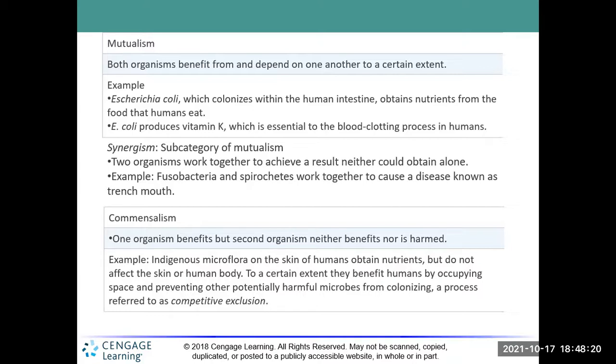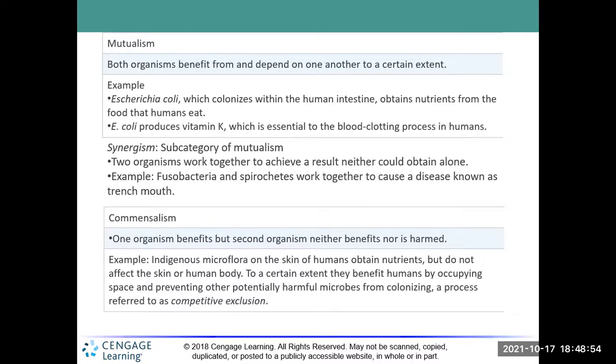Synergism, so the synergy is a subcategory of mutualism. This is where 2 organisms work together to get a result that neither one of them could obtain alone. So the one bacteria couldn't obtain that goal without the other. So an example is Fusobacteria and spirochetes. They work together and they cause a disease called trench mouth.